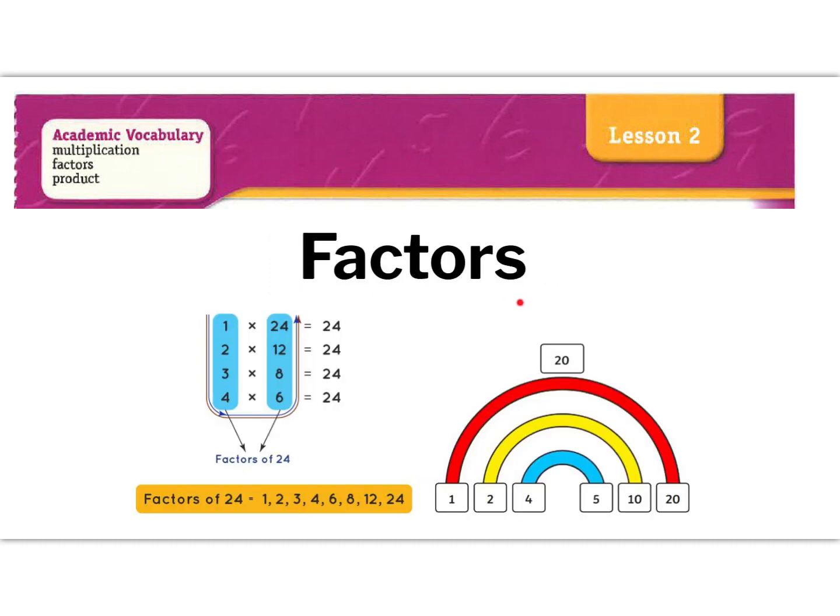So here are some more examples of factors. 1 times 24 is 24. 2 times 12 is 24. 3 times 8 is 24. 4 times 6 is 24. So all of these are factors of 24. 1 goes with 24, 2 goes with 12, 3 goes with 8, 4 goes with 6. So that is the list of factors for 24.